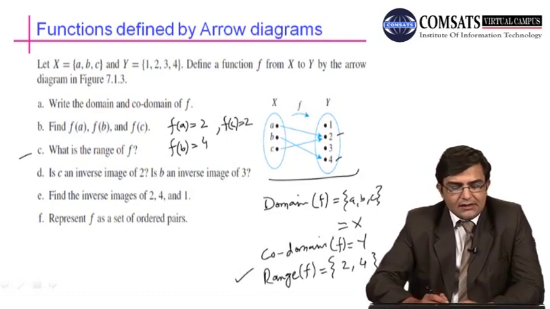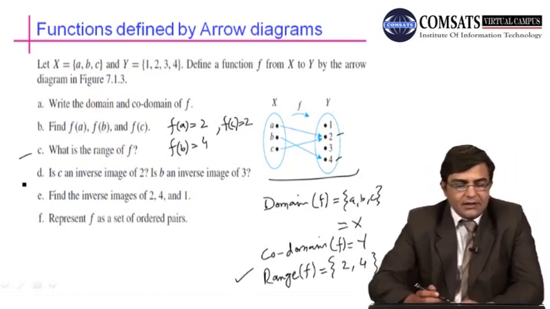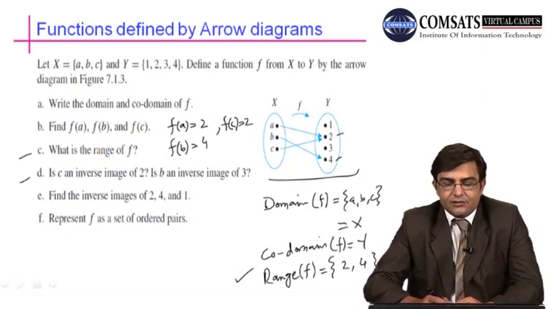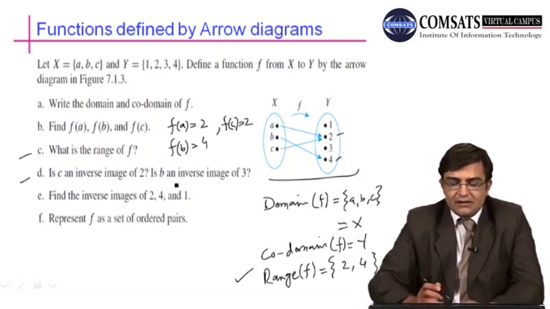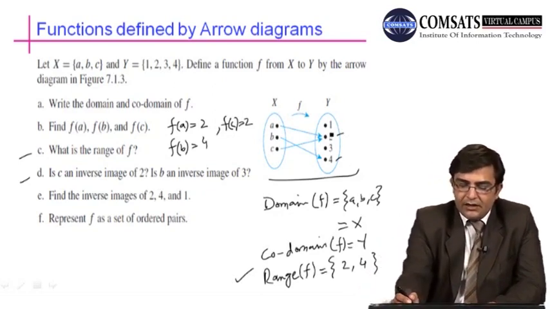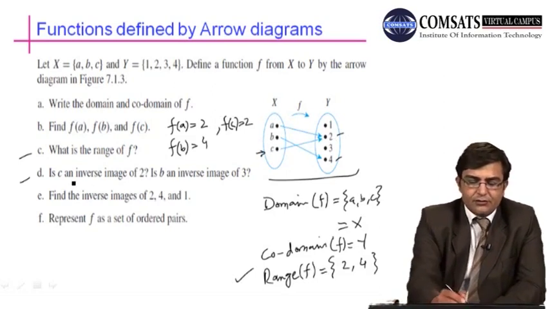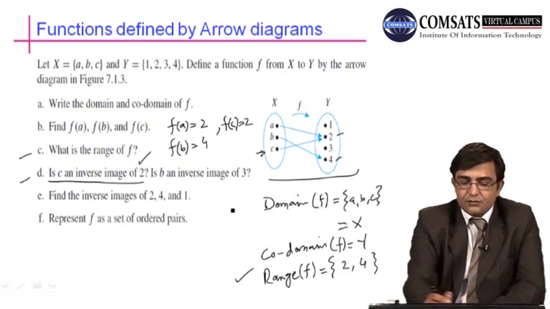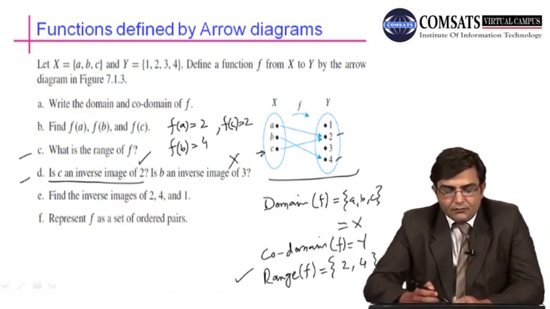Now the d part: is c an inverse image of 2? Is b an inverse image of 3? No. Here c is related to 2, so 2 is the image of c, and the inverse image of 2 is c. Yes, this is true. Now, is b the inverse image of 3? The b is the inverse image of 4, not 3, so this is false.